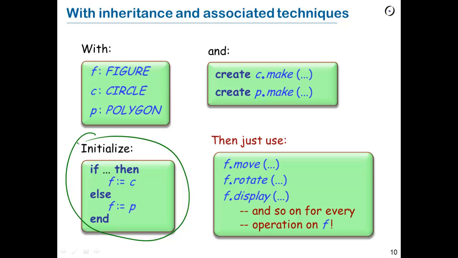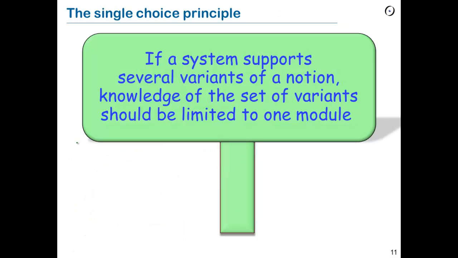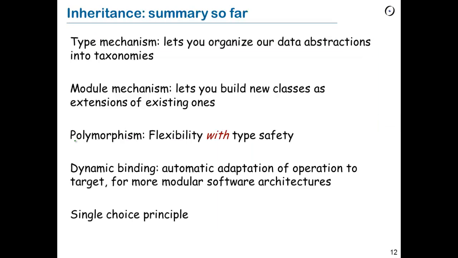But the basic idea is that there should be just one place, and this is actually quite a general principle of software design, which is the single choice principle. It says that if a system supports several variants of a notion, then the knowledge about the set of variants should be limited to one module. It's not always possible to achieve this 100%, but dynamic binding goes a long way into helping you to achieve it by making sure that we make a selection between variants in one place, which is the point of single choice, and after that we rely on dynamic binding to choose between the applicable operations.